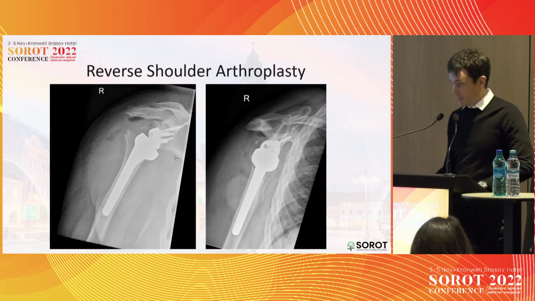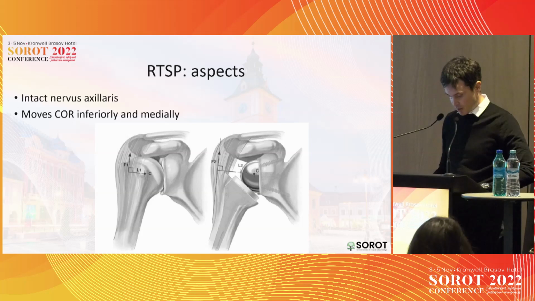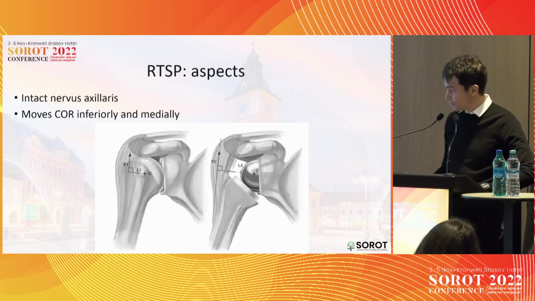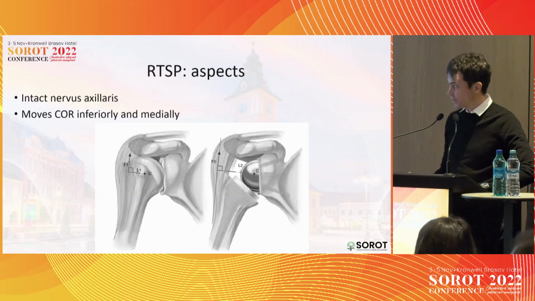So I put out the reverse shoulder arthroplasty, which is a type of shoulder arthroplasty that uses a convex glenoid hemispheric ball and a concave humerus articulating cup to reconstruct the glenohumeral joint. This is where the center of rotation is moved inferiorly and medially, which allows the deltoid muscle to act on a longer fulcrum and have more mechanical advantage.